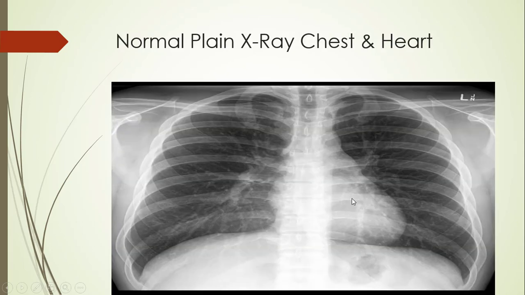Normal heart on chest X-ray. The heart occupies less than 50% of the transthoracic diameter. If it is more than 50%, it is considered cardiomegaly.